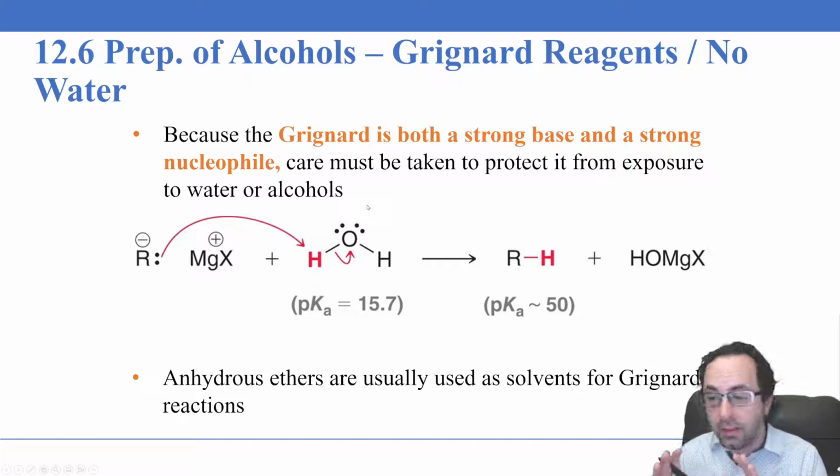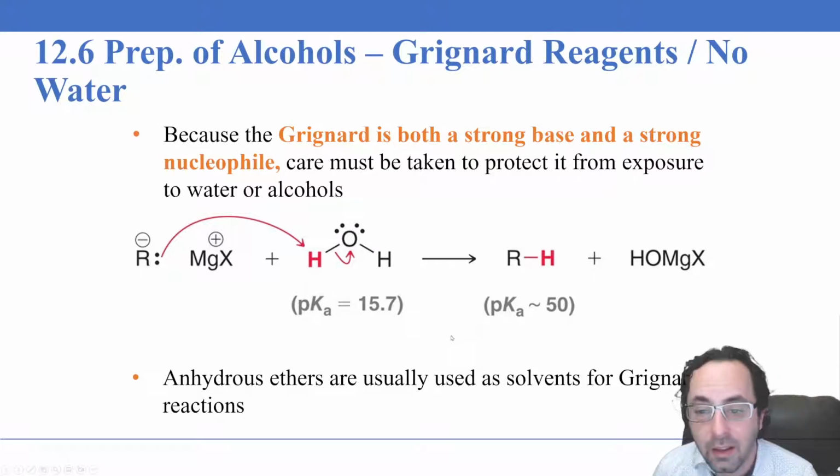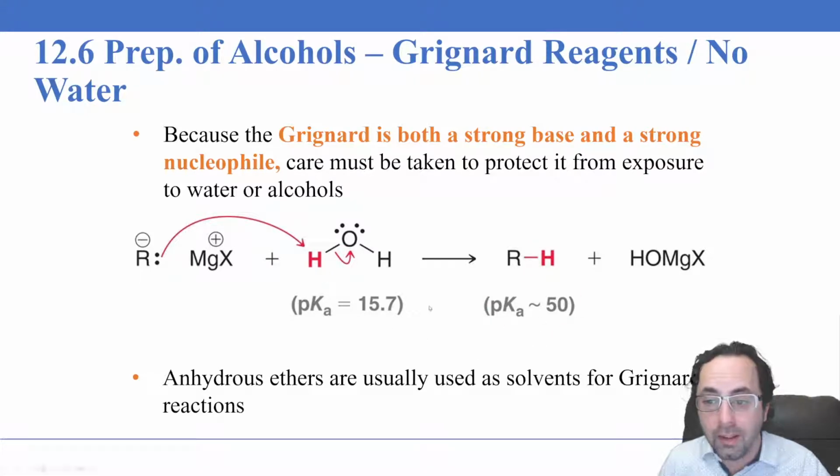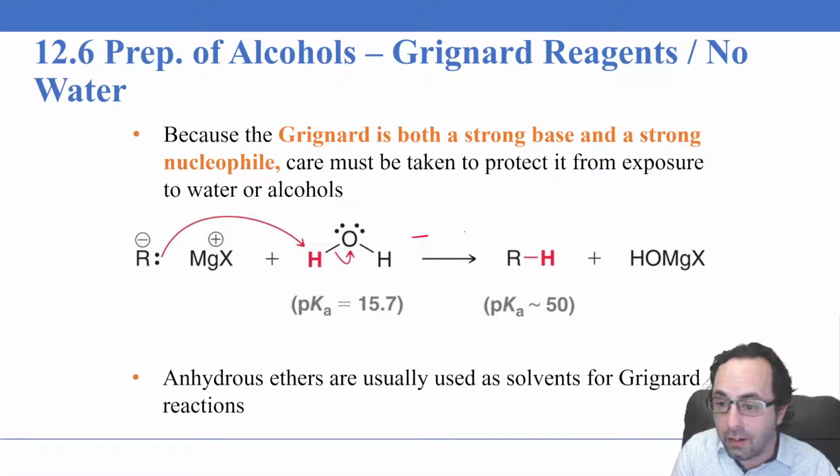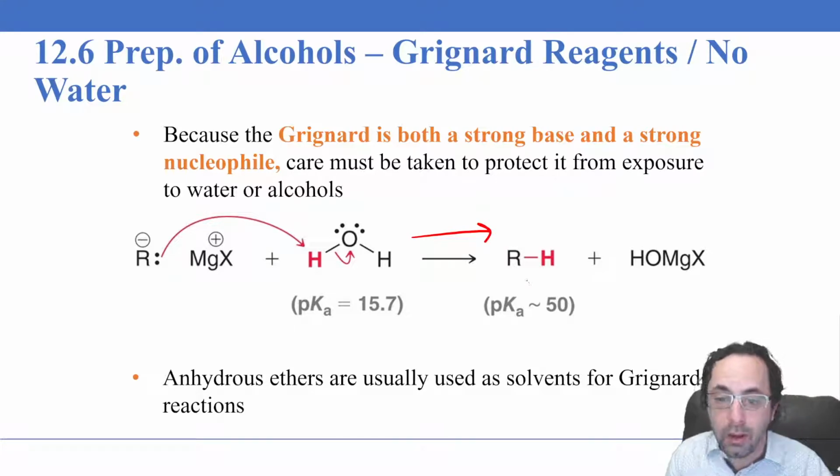What we're going to do is take our glassware and put it in the oven beforehand to make sure all the water is evaporated, and then we're going to seal everything up, protect it from the water in the atmosphere, so that it can react, because water is so much more acidic than an alkane is. So it will protonate this. This will only go one direction here, this way, and then you will no longer have your Grignard.